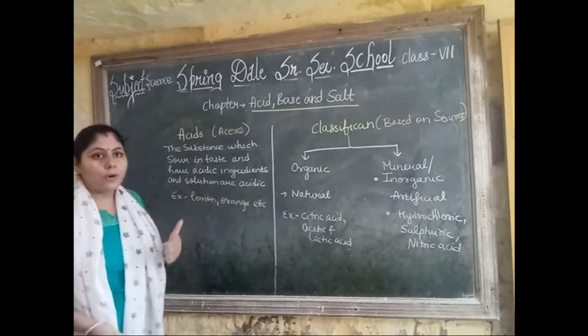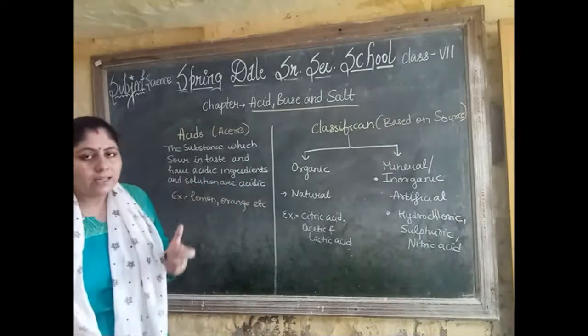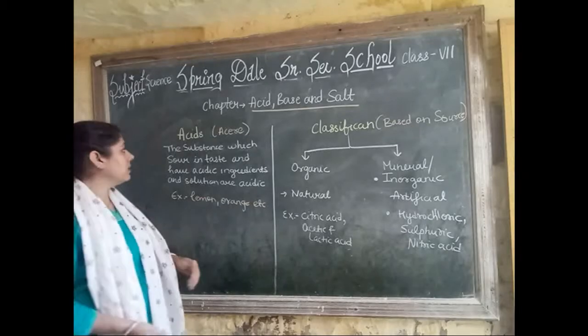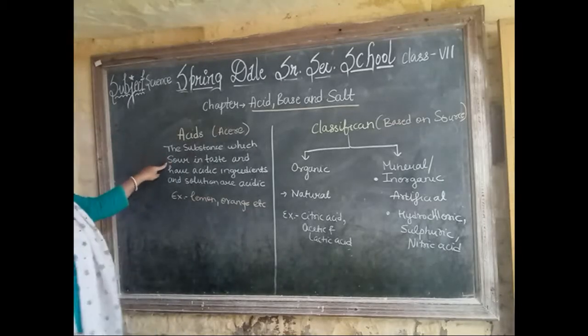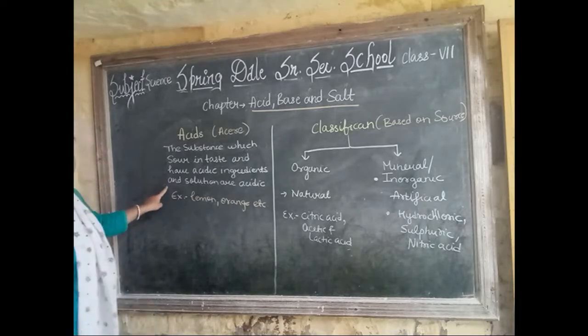Acids are sour in taste, मतलब कि खट्टे होते हैं. Sour in taste means खट्टे, and the Latin word is acre. The definition of acid is the substance which is sour in taste and has acidic ingredients, and its solutions are acidic.